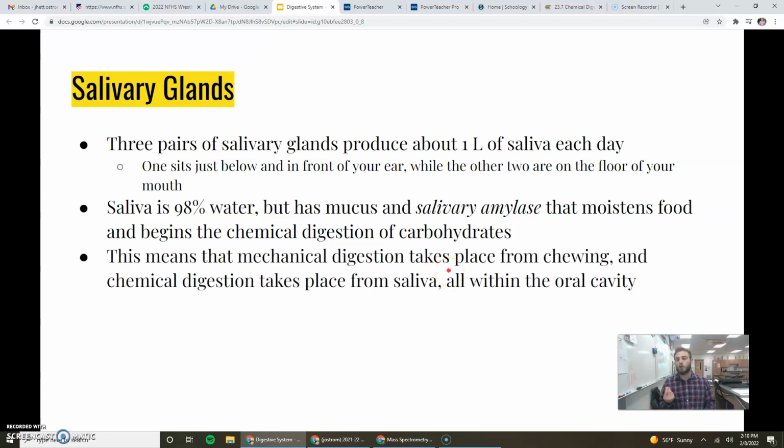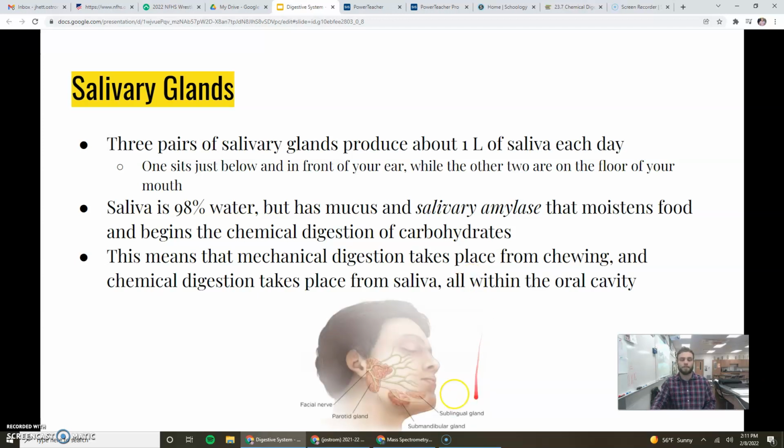So this means chewing is going to mechanically digest your food, and saliva and that salivary amylase are going to chemically digest your food, and all of that is taking place within the oral cavity. Here you can see the location of those salivary glands. You have the parotid gland, again that is in front of and slightly below your ear, and then you have the submandibular gland, mandibular referring to the mandible, your jawbone, and the sublingual gland, lingual referring to your tongue, so just below your tongue.